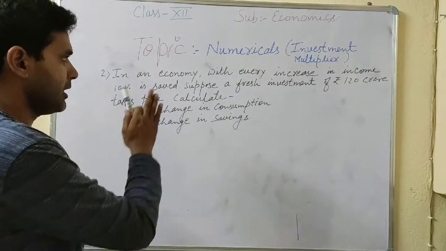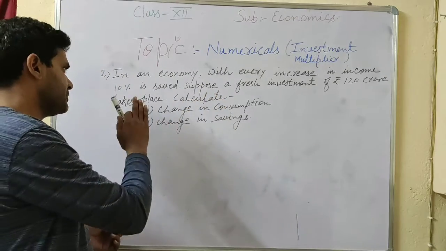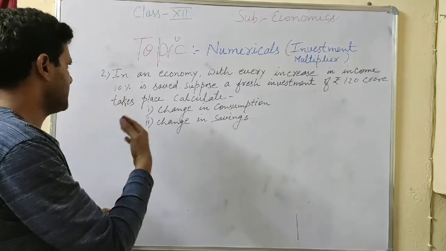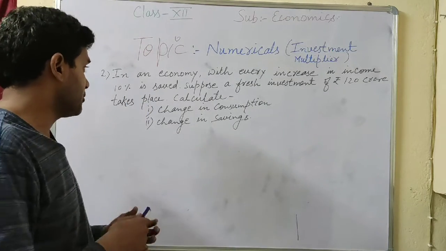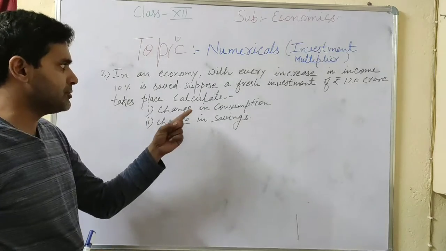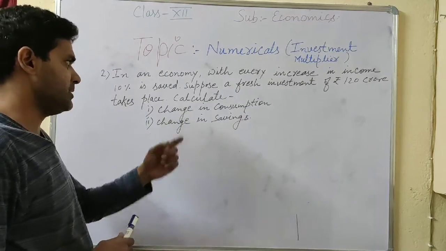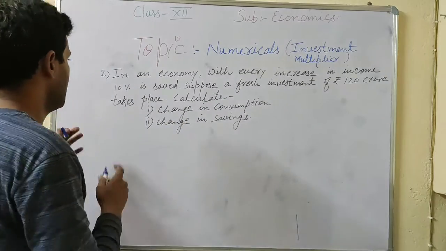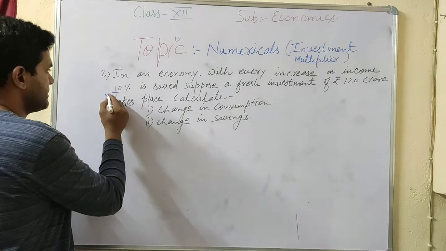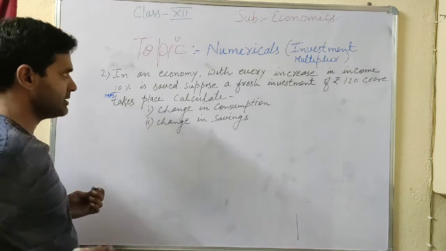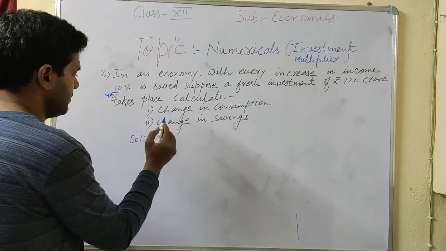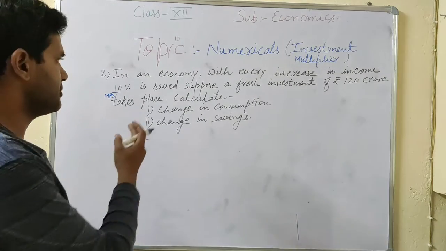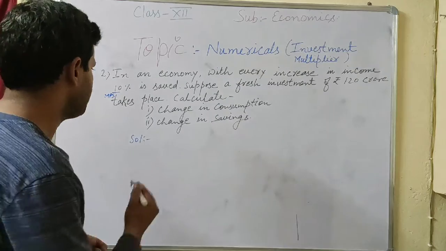Calculate. If a fresh investment of 120 crore is taking place, it means the change in investment is 120 crore. So calculate change in consumption and change in savings. So this is MPS. Here MPS is given. Now we will solve this problem in quite a similar way, which we have done in the previous one.